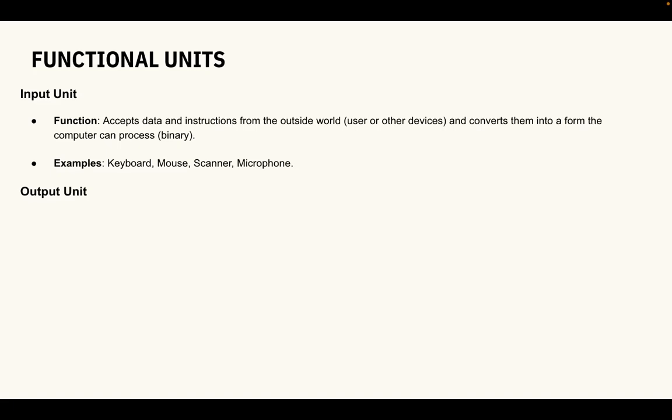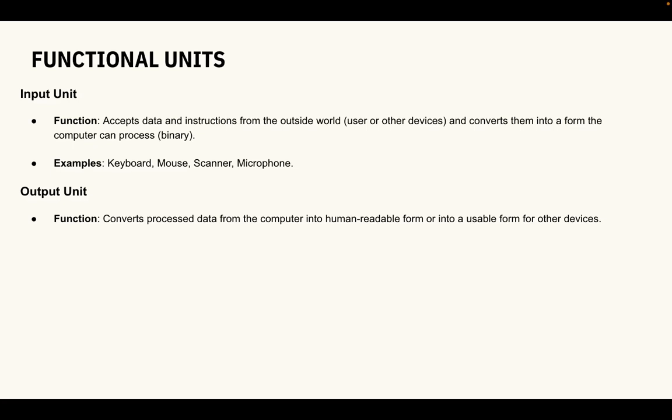The next is the output unit. Once the computer has finished processing, the output unit converts the result back to human readable form. Examples of output units are monitors, printers and speakers.